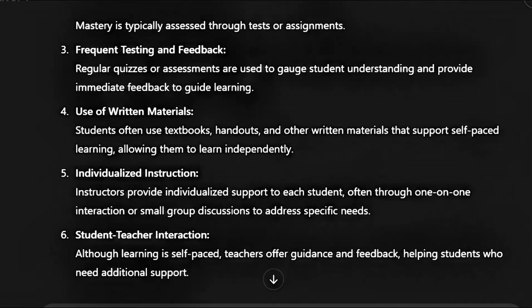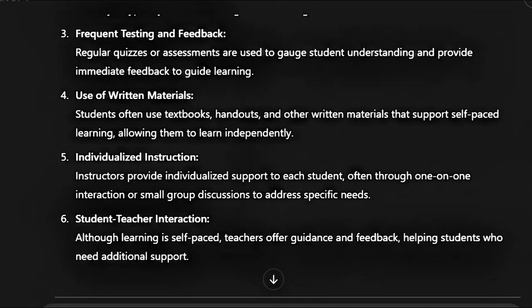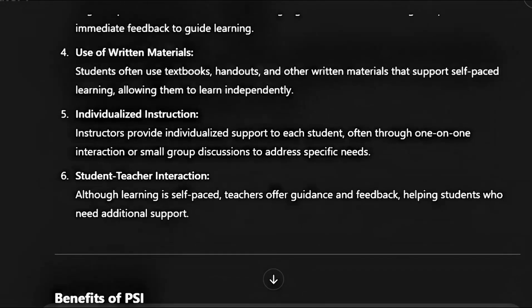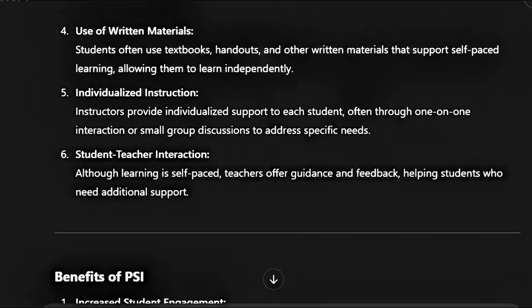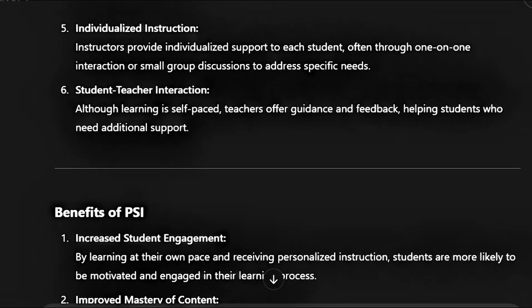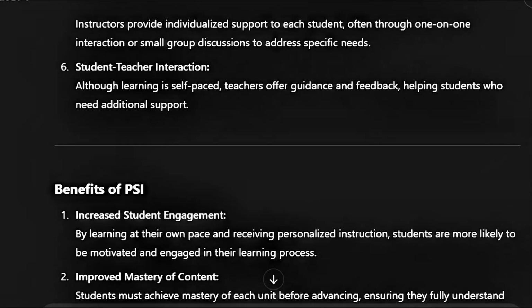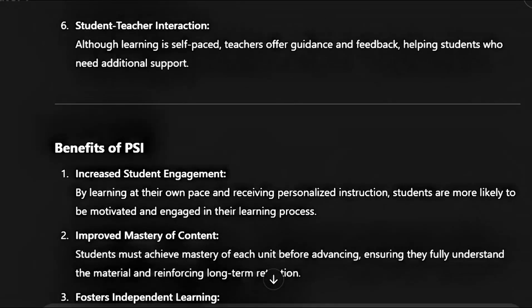3. Frequent testing and feedback. Regular quizzes or assessments are used to gauge student understanding and provide immediate feedback to guide learning. 4. Use of written materials. Students often use textbooks, handouts, and other written materials that support self-paced learning, allowing them to learn independently. 5. Individualized instruction. Instructors provide individualized support to each student, often through one-on-one interaction or small group discussions to address specific needs. 6. Student-teacher interaction. Although learning is self-paced, teachers offer guidance and feedback, helping students who need additional support.